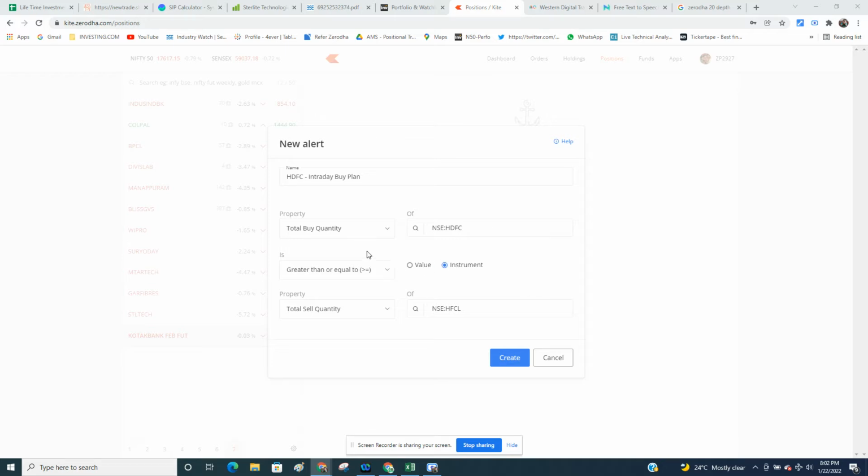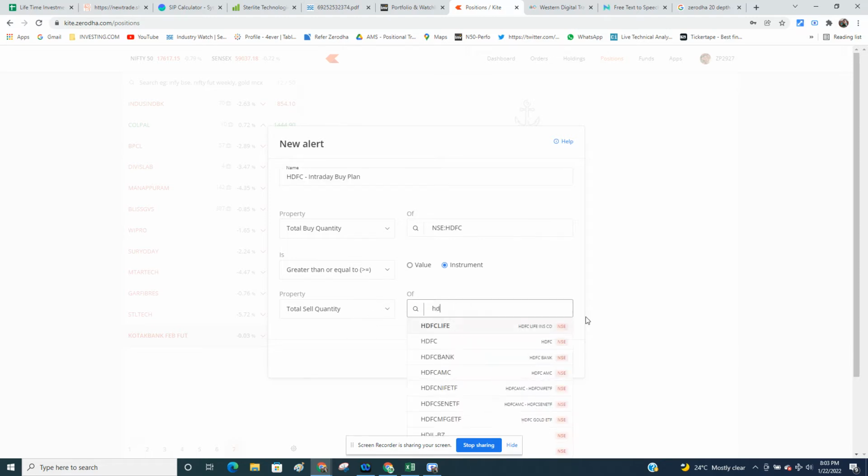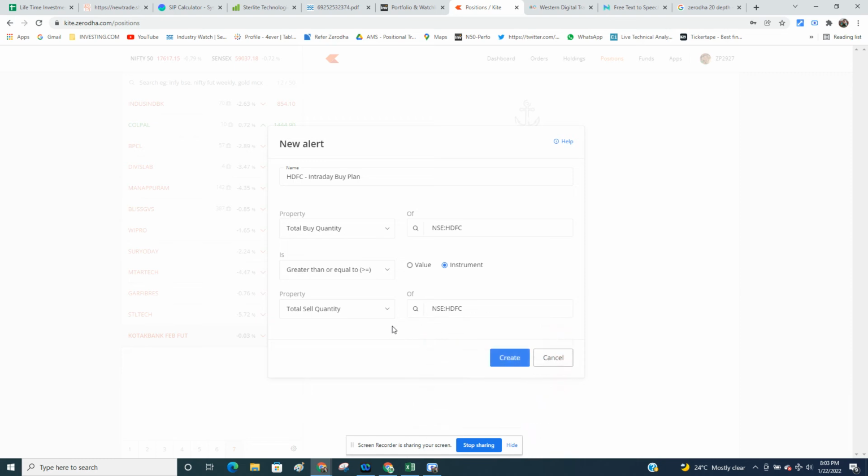Suppose you plan for HDFC as an intraday plan, and you are waiting for the total buy quantity to cross the total sell quantity. Whenever it crosses, you get the alert and then enter the trade, along with whatever your strategy is, like any other indicator or supply demand zones. But I'm focusing on these two.